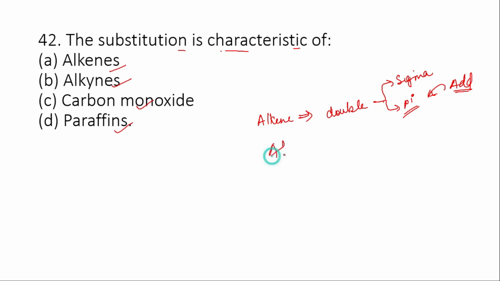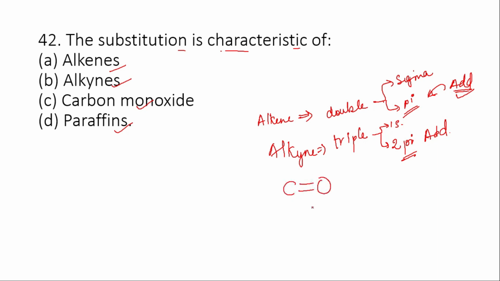When we say alkyne, an alkyne is a compound of carbon with a triple bond, and we know that in a triple bond one is sigma and two bonds are pi bonds. So again there is a pi bond, and definitely it is going to form an addition reaction. Then what about carbon monoxide? In carbon monoxide, carbon is again forming a double bond with oxygen, so again there will be an addition reaction.